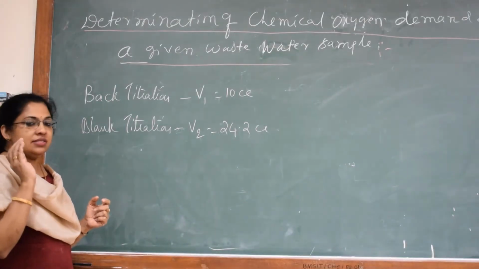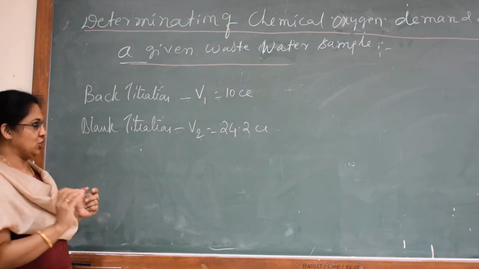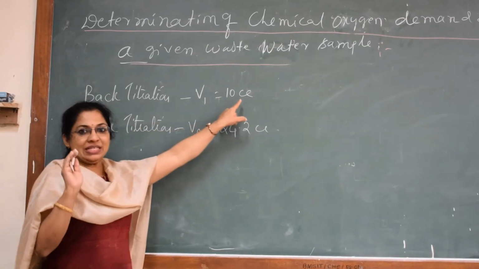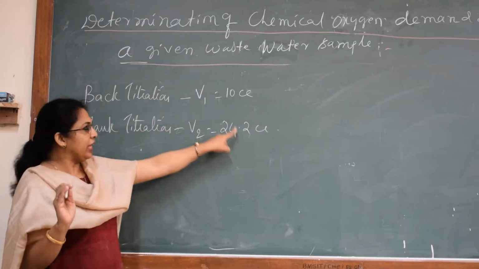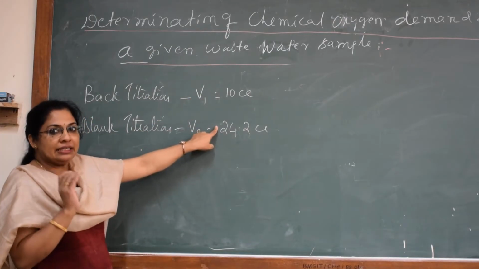And now we will see the calculation, what you have to do and what is the reason behind this. We are seeing both back titration as well as blank titration. In back titration we got the value as 10 cc as our end point, and in blank titration we got 24.2. So can you say why it is more in the case of blank titration?